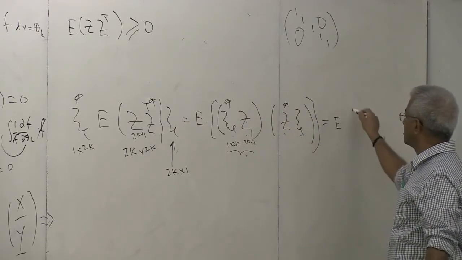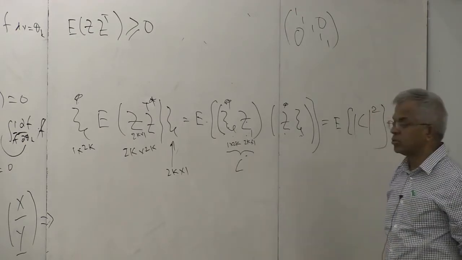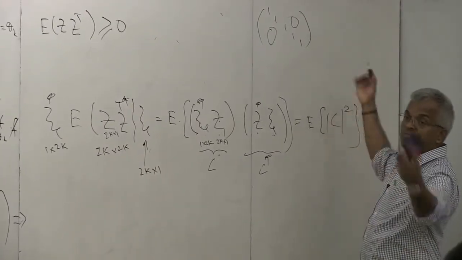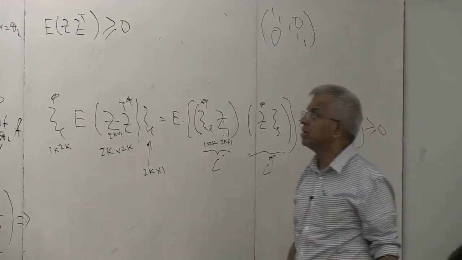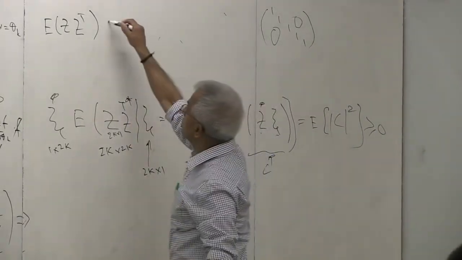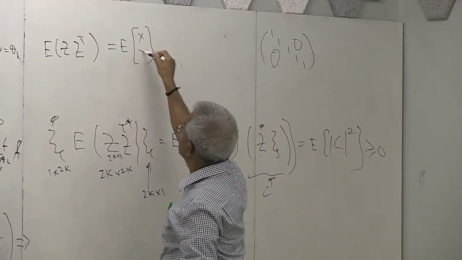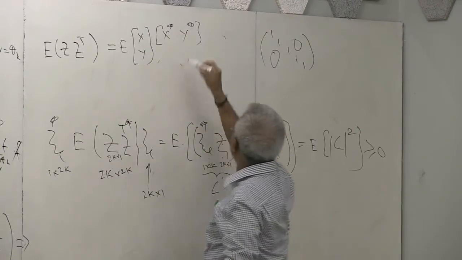So this is of the form expected value of c squared, where let me call this c, then this is c star. But the expected value of any positive random variable is positive. Okay, so that's the argument. But on the other hand, we know that this is positive definite, but this is xy, and its transpose is x transpose y transpose.